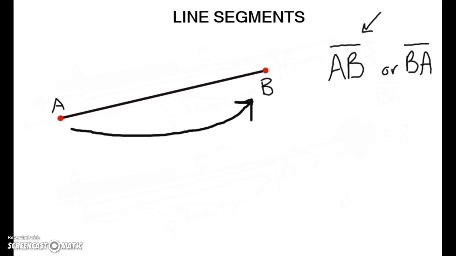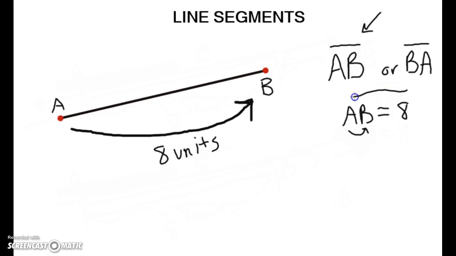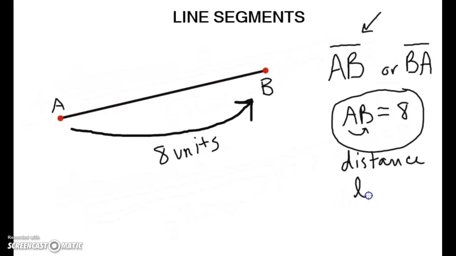If I actually were to measure it, and let's say I measured it and it had a measure of 8 units, inches, centimeters, miles, whatever, then I could say that AB without the bar above it equals 8 units, whatever those units are. This means the distance from A to B. When you see it without the bar above the letters, we're talking about the distance of that segment from one point to the other. We're talking about the length of the line segment itself.